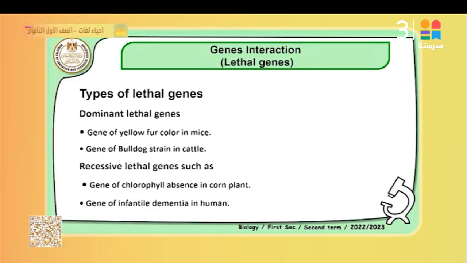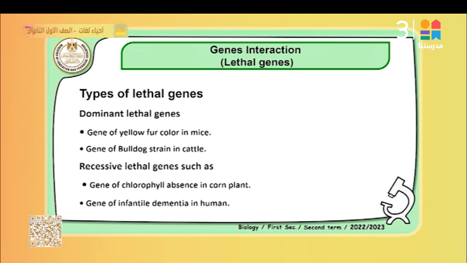Okay, that's right. Now we are going to focus on the types of lethal genes. Type number one, dominant lethal genes. The gene of yellow fur color in mice is a dominant lethal gene. It appears as a dominant gene in pure state.